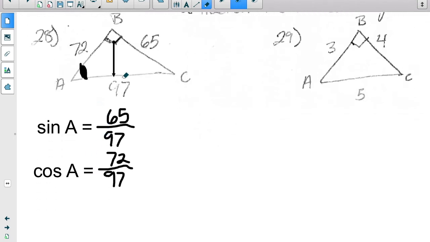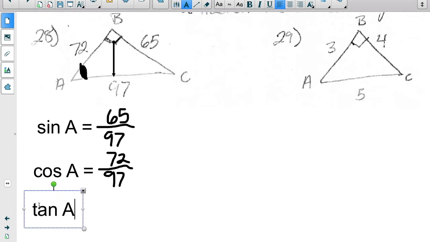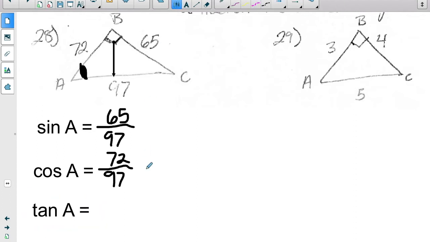Now that brings us to the last one for angle A, which would be tangent of A. And tangent is opposite over adjacent. The opposite side, as we already said, for angle A is 65. And the adjacent side, the side next to it, would be 72. And that's all we have to do here for angle A. So sine of A would be 65 over 97. Cosine of A would be 72 over 97. And tangent of A would be 65 over 72. That's all we have to do for the setup here.